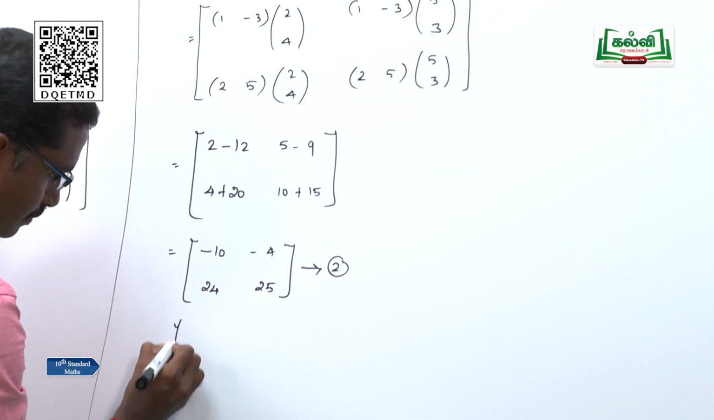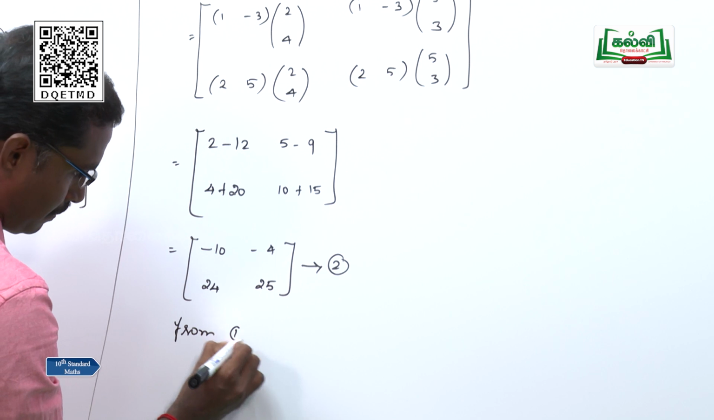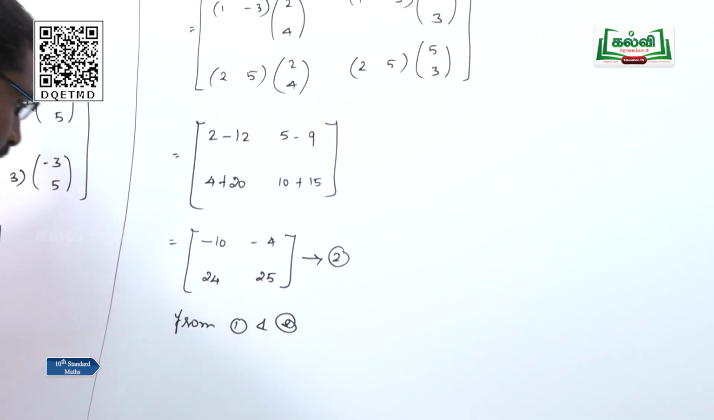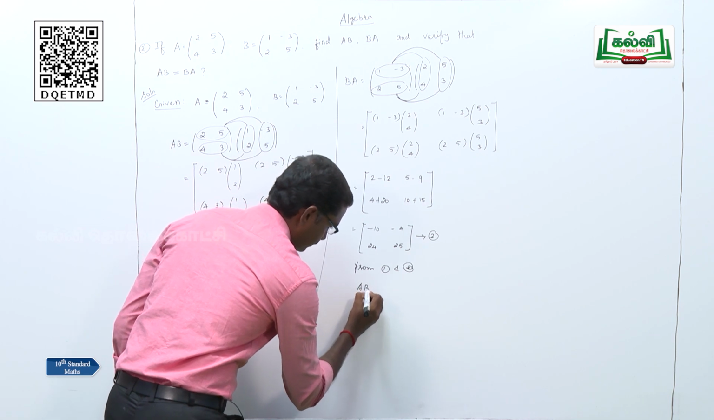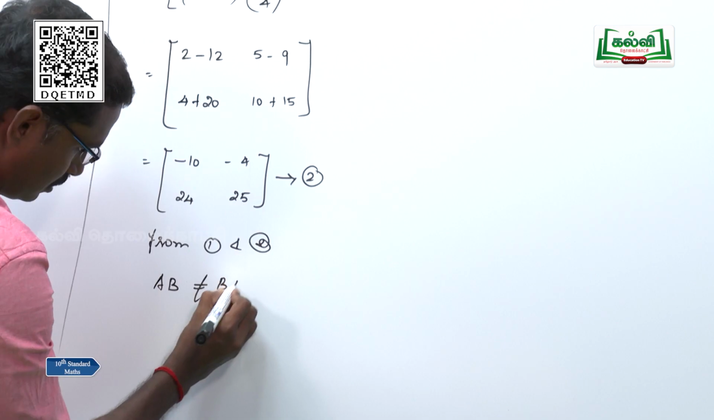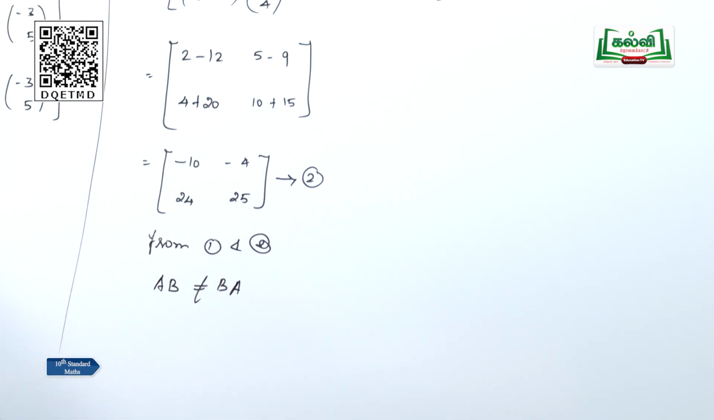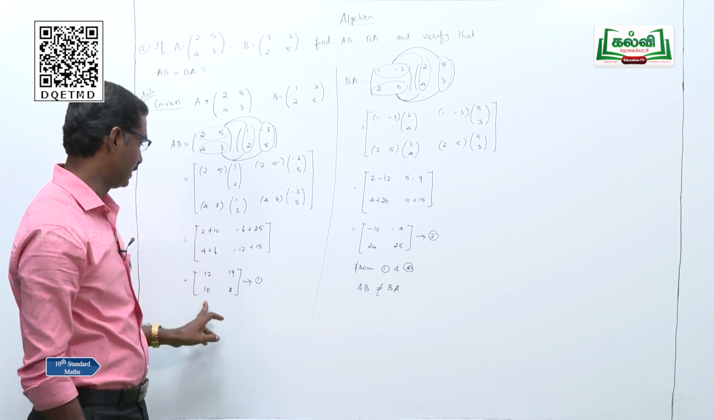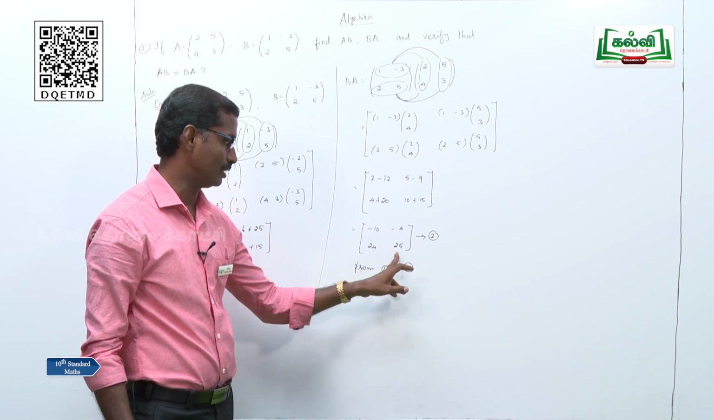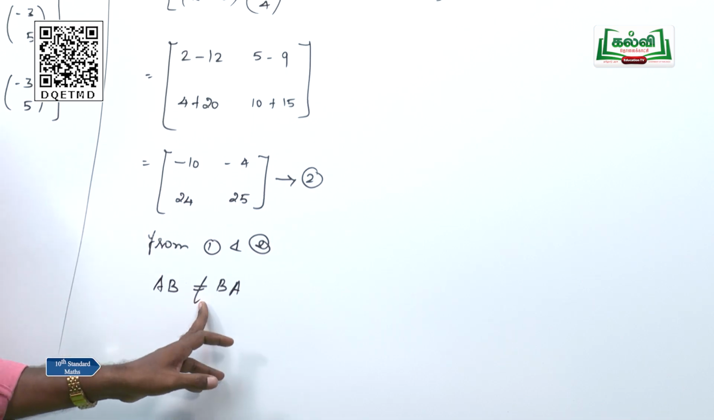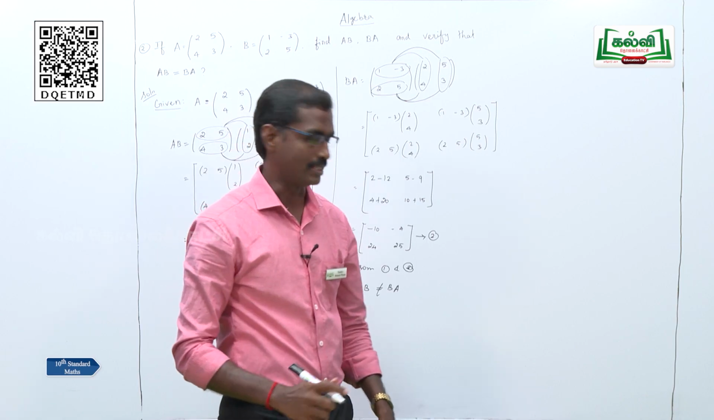From 1 and 2, both are not equal. AB is not equal to BA. AB is 12, 19, 10, 3. BA is minus 10, minus 4, 24 and 25. So, AB not equal to BA. Checked.